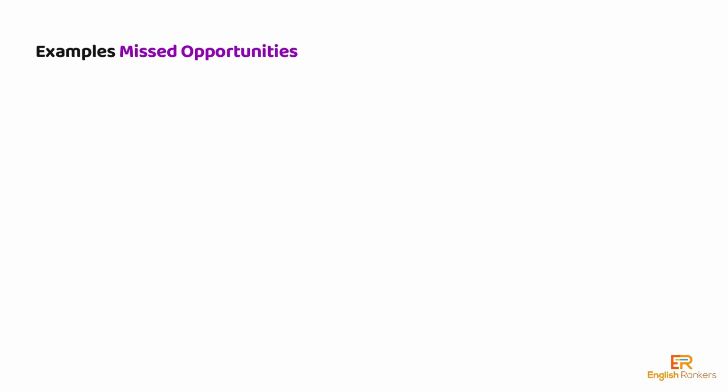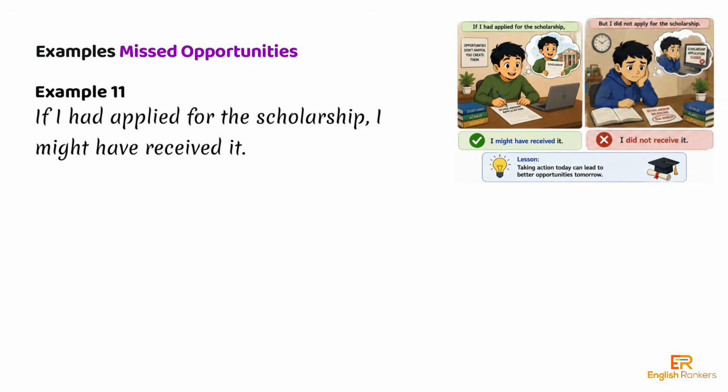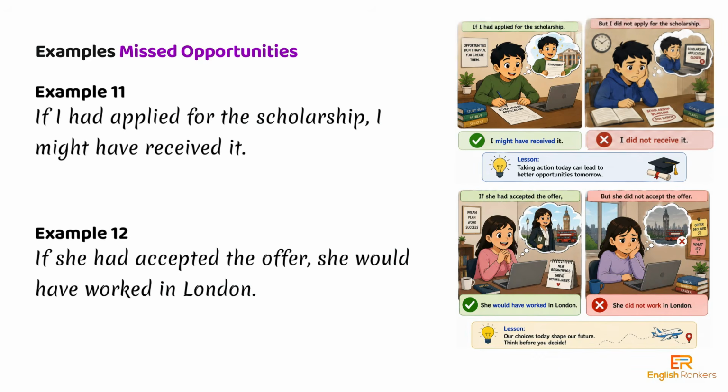Examples about missed opportunities. Example 11. If I had applied for the scholarship, I might have received it. I did not apply, so I lost the opportunity. Example 12. If she had accepted the offer, she would have worked in London. She did not accept the offer, so she did not work in London.